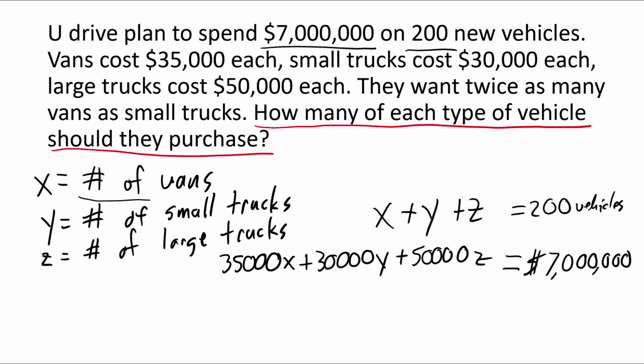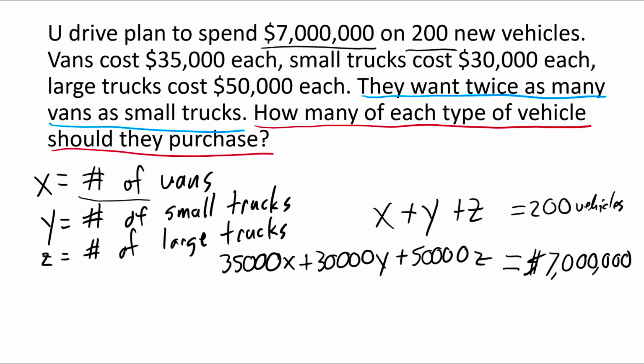All right. So we've used our two totals, our two constants, 200 and 7 million, but we have three variables here. So I mentioned earlier, if we have more variables than we have unique equations, then we're going to have infinitely many solutions. So if we tried to solve this right from here with two equations and three variables, we're going to get infinitely many solutions. We won't be able to find an exact solution. But there's one more piece of information we haven't used yet. They want twice as many vans as small trucks.